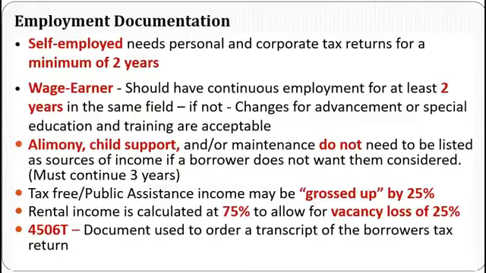4506T, what is that? A 4506T is a form that the lender uses to get a transcript of the borrower's tax return. They will use what's called an 8821 to get a full copy of the borrower's tax return, but they use a 4506T for a transcript, or a summary, of the borrower's tax return.